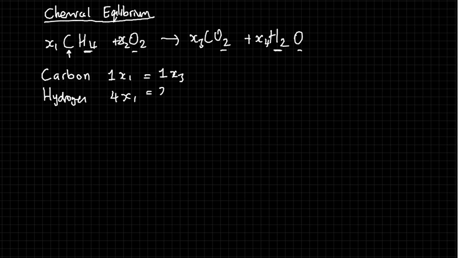Let's do the same for hydrogen. We've got 4 here for x1, and we've got 2 over here for x4. Let's try that for oxygen as well. Oxygen, we've got 2 for x2, we've got 2 for x3, and we've got 1 here for x4.